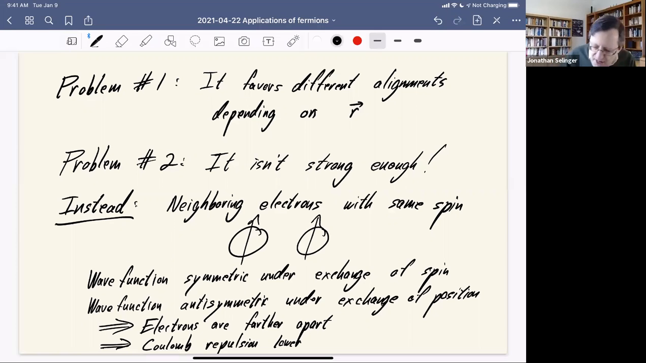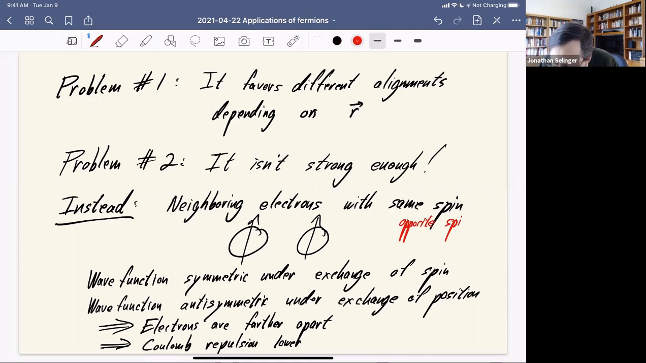Okay, this makes a potential energy which is low when the electrons have the same spin. By comparison, what happens if the electrons have opposite spin? I'll just write it in red on top of this.